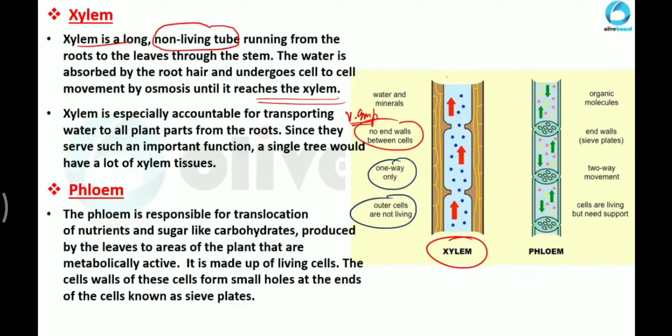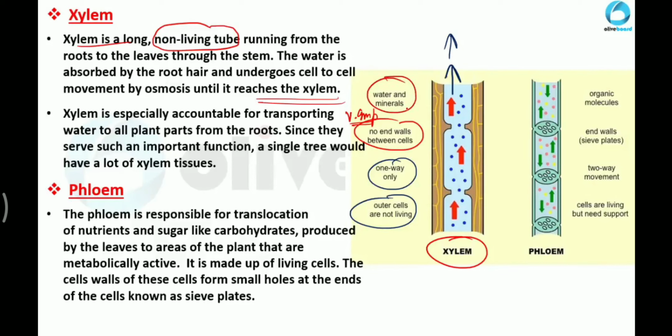One way only, that is, water will flow only in one direction, like in this direction. If the water is flowing, it flows only in this direction. There is no returning or backward direction in xylem. So one way only. Very, very important. These 4 points you have to remember.